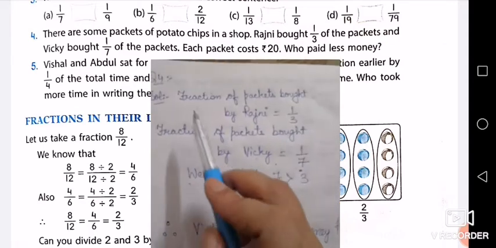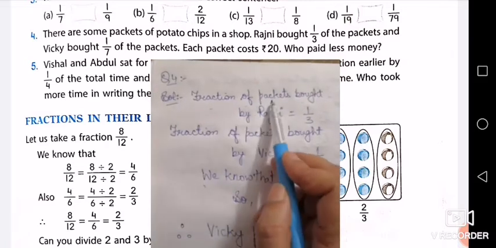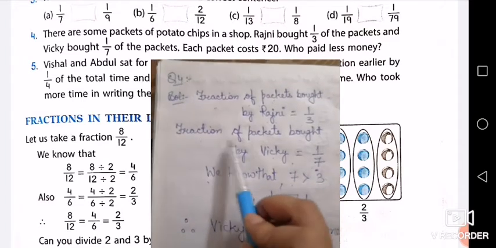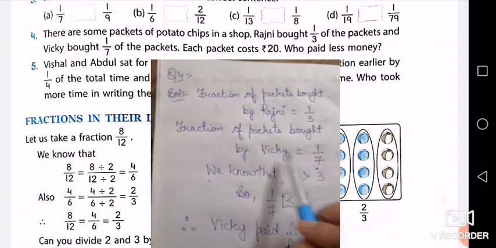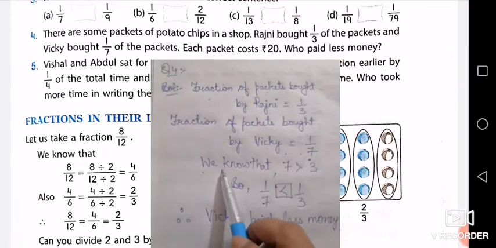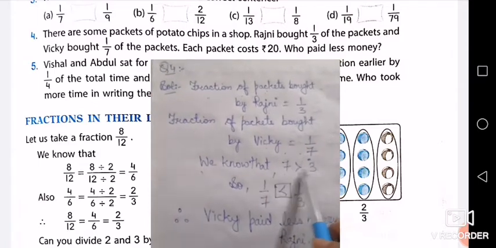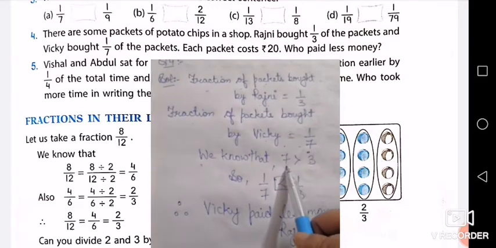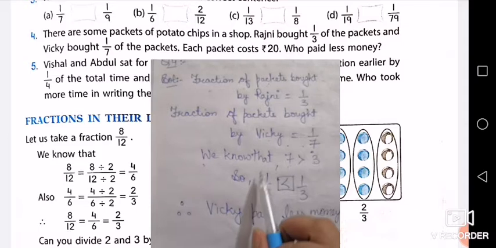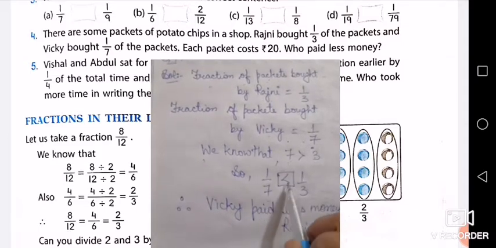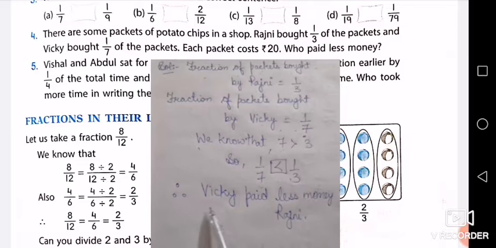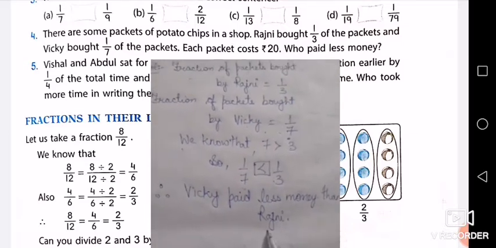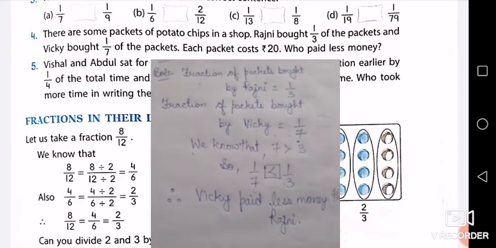What will you write in this question? First statement will be fraction of packets bought by Rajni, that is 1 by 3. Now fraction of packets bought by Vicky, that is 1 by 7. We know that 7 is greater than 3. So greater the number, greater the denominator, lesser the fraction. So here 1 by 7 will be less than 1 by 3. Therefore, Vicky paid less money than Rajni. Quite easy question. Similarly, now question number 5 we will do.